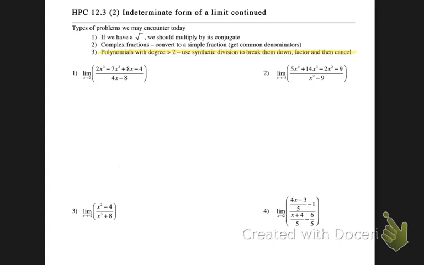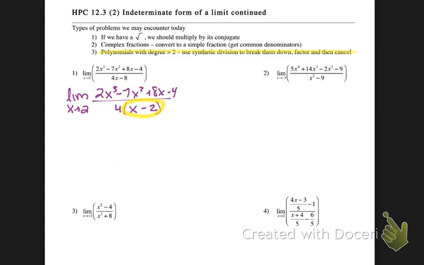cancel. So for number 1, we can see that this function does have a polynomial with a degree greater than 2. The degree is actually 3. So before I can do synthetic division, I'm going to just factor anything out that I can. So the numerator I'm actually going to leave alone, but the denominator I'm going to factor out of 4. So what we're hoping for is this factor of x minus 2. We're hoping that the numerator also has a factor of x minus 2 so that they'll be able to cancel.